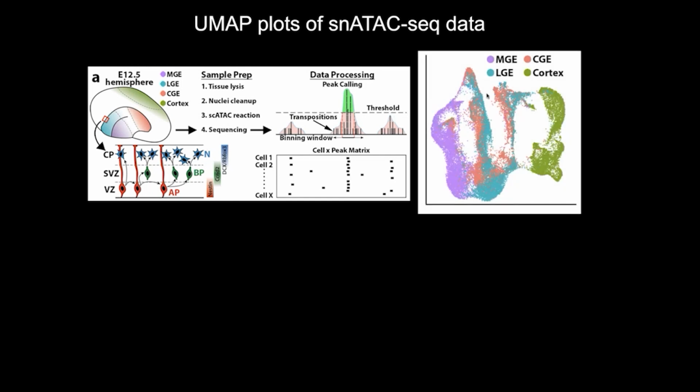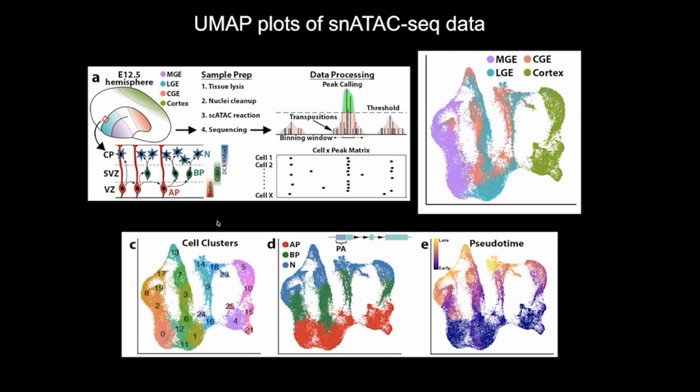This is called a UMAP plot, where each dot represents a cell. Two cells that are very close to each other have a more similar accessibility profile in their DNA. Two cells that are very far away from each other are quite distinct in their DNA accessibility profile. And what you can see is that cells harvested from the cortex are much more similar to each other than if you compare cells harvested from the cortex versus the MGE, and then LGE and CGE are much more similar to each other than they are to the MGE.